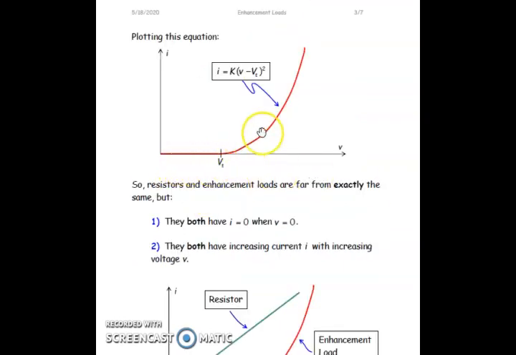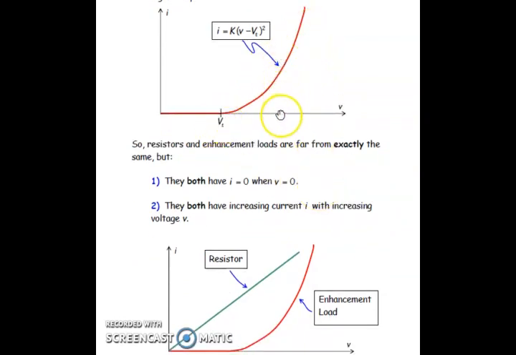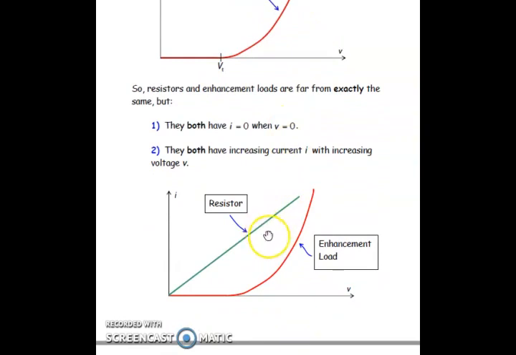Now this is how the equation has been plotted. This is the equation of the MOSFET with respect to voltage and current, and this is the overlapped version wherein I'm showing the resistor's graph as well as the enhancement load, or the MOSFET's, graph. In both cases I can see that they both have I equal to 0 when V equals 0, which means they both have increasing current with increasing voltage. So if not 100%, then to the maximum extent, I can say that my enhancement load behaves almost like a resistor.